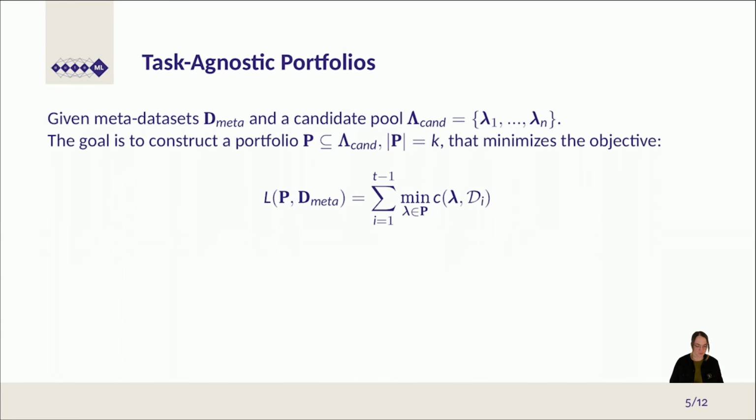For the first option, we assume that for our metadata sets, we do have a candidate pool of configurations, which is typically the best configurations that we have observed on these data sets. And the goal is then to construct a portfolio, so a set of configurations. In this case, we want to find K configurations, so we want to build a portfolio of size K that minimizes the objective. And our objective is we sum for all data sets: we find the configuration in our portfolio that performs best, and we sum that over all tasks.